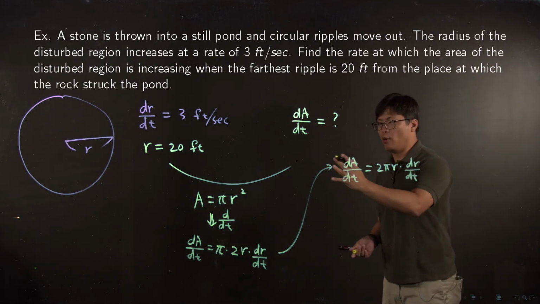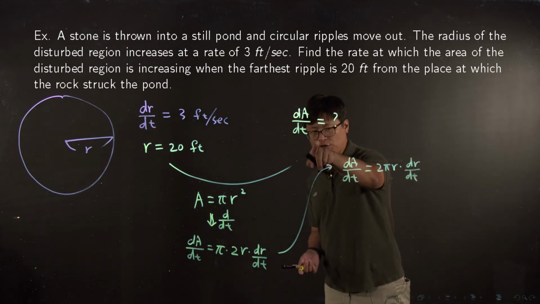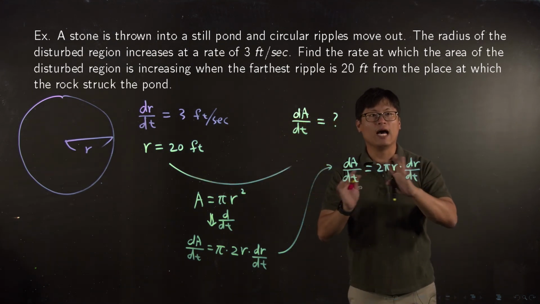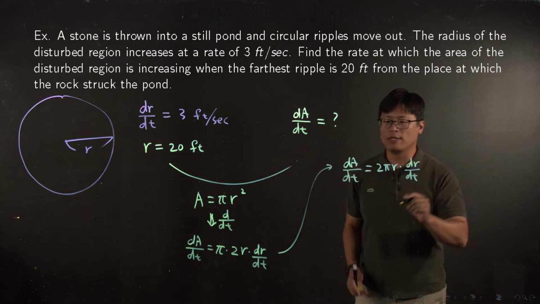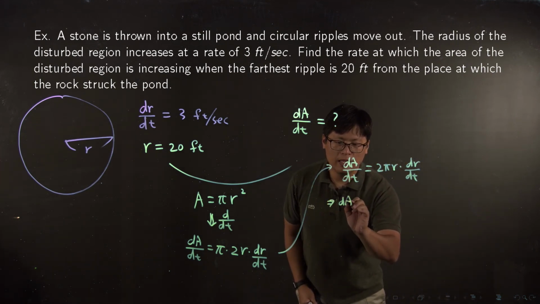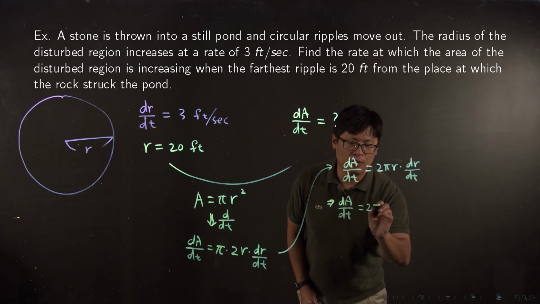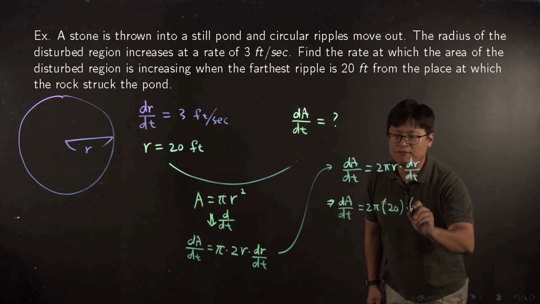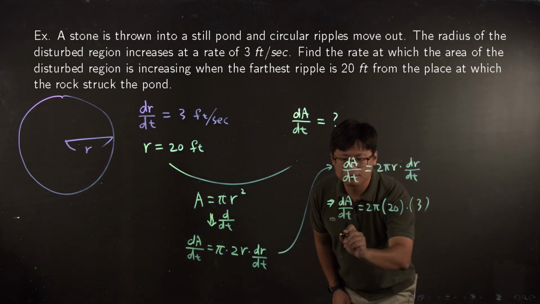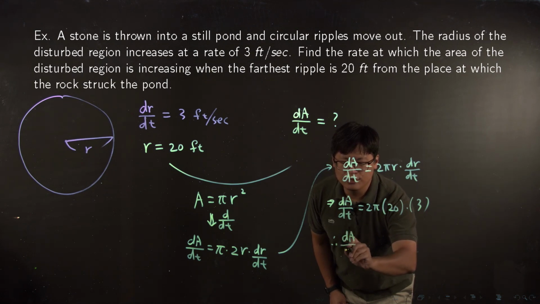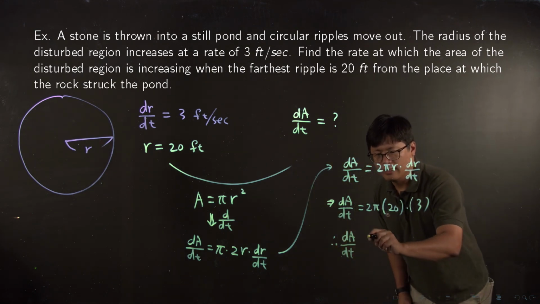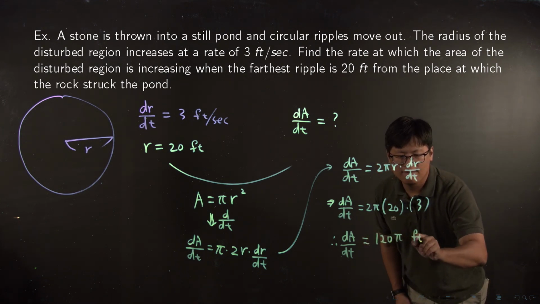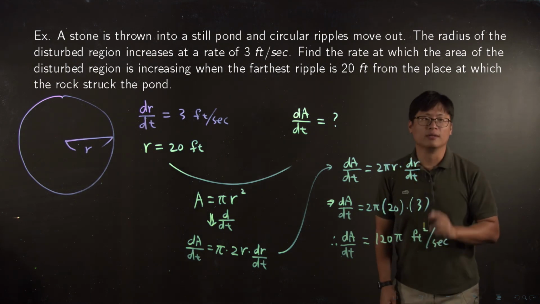Now let me double check that we have all the information, okay? dA/dt is the question, right? And r is given as 20, right? And dr/dt is given, right? So the last step is just plugging in all the information. Here we go. dA/dt is equal to 2 pi, r is 20 feet, and dr/dt is 3 feet per second, right? So the rate of change of the area is equal to 120 pi feet squared per second. This is the answer, okay?